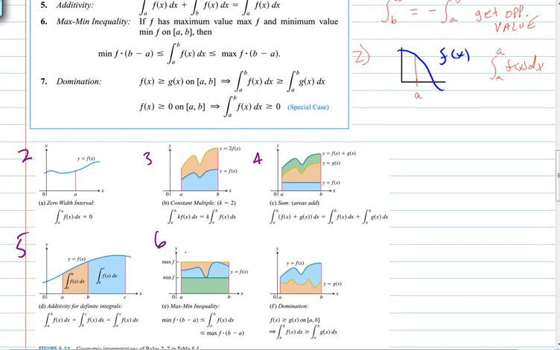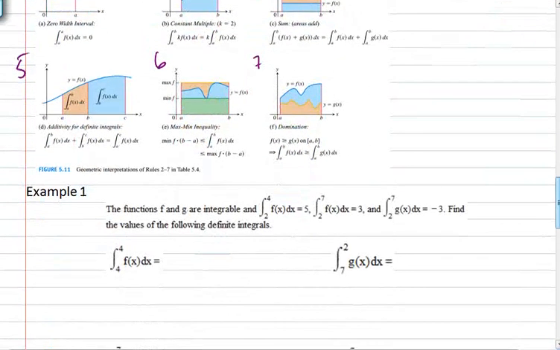And 7 is domination. If one function has a greater value than another function, then the area of the larger function will always be greater than the area of the smaller function. Yes, it is. And now we can use these properties to answer some questions.